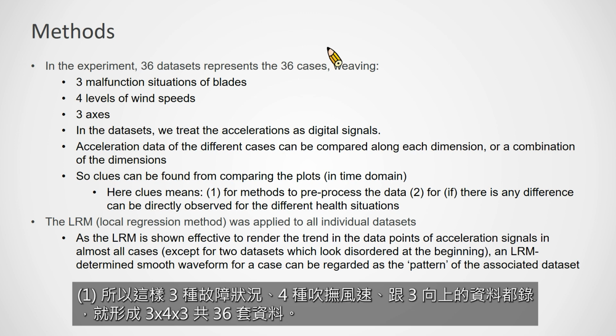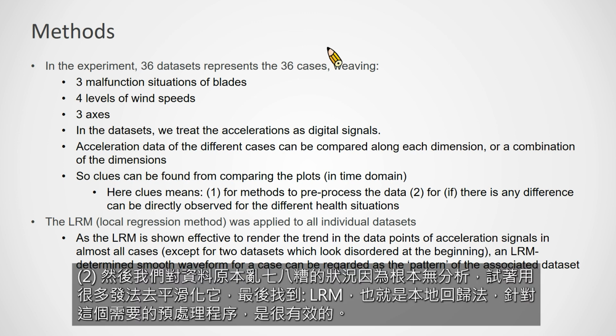So actually, we have 3 data dimensions, and by treating these acceleration data sequences as data signals, many methods can be applied to process these digital signals, such as the local regression method, or LRM, in order to make the data smooth as a waveform, which is easy to observe the patterns or features in, so that we can compare across the different data sets using these patterns and find some clues, for example, for the different malfunctional levels of the brace.